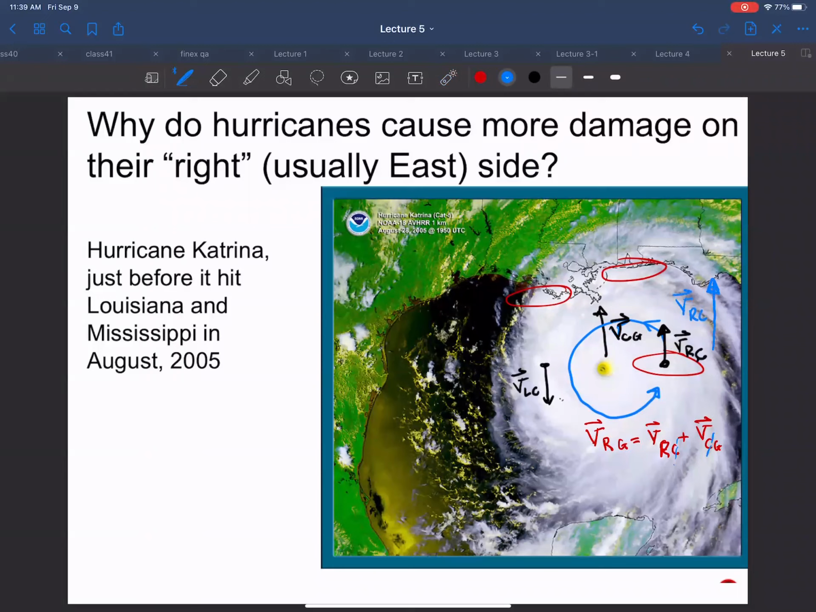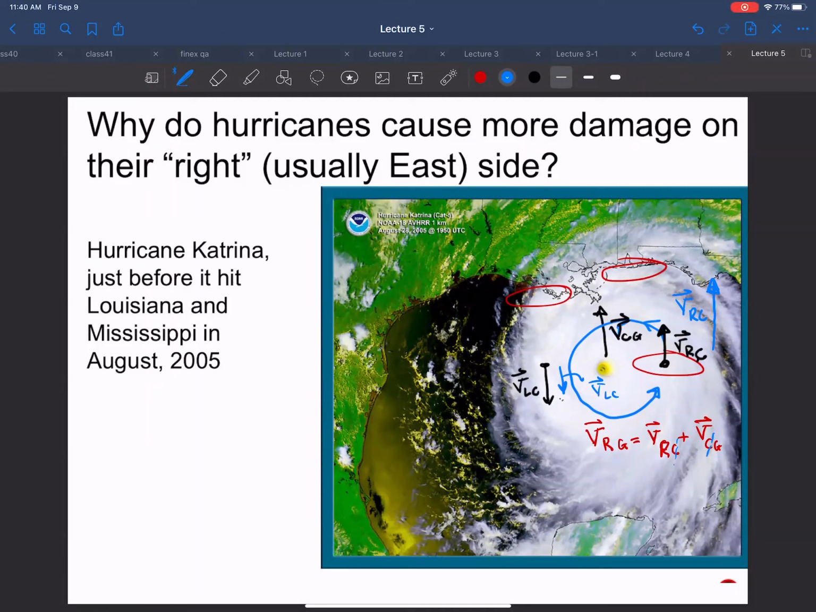Whereas on the left side, the two vectors are in opposite directions. So there's a partial cancellation. And so the result might be something like this, the velocity of the left side relative to the ground. The difference is not as extreme as I've shown here, because the speed of the center is typically, I don't know, maybe 15 miles an hour, whereas the velocity of circulation is over 100 miles an hour. So there is a difference.